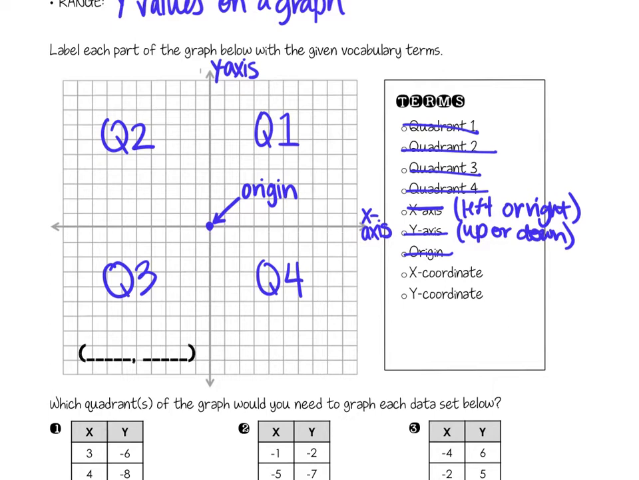Okay, so look at our little ordered pair blanks right here. Which of those is the x coordinate? The first one. So I'm just going to say x coordinate. All right, and then second is our y coordinate. That's important when you're plotting your points that you know which one comes first there.